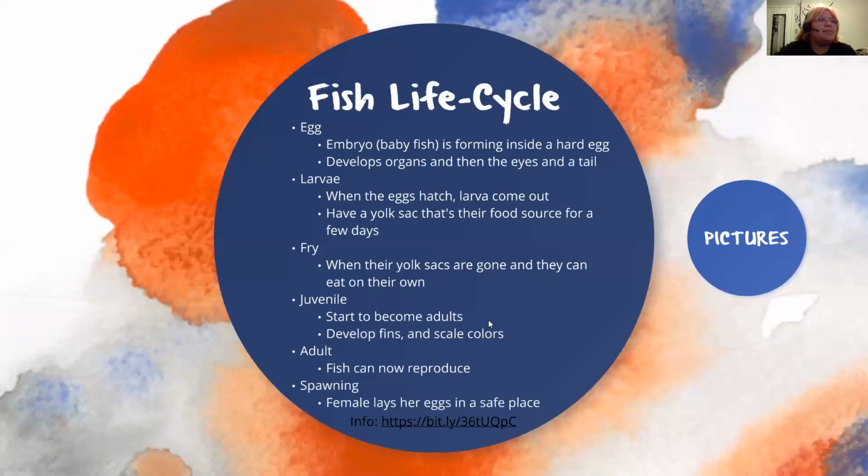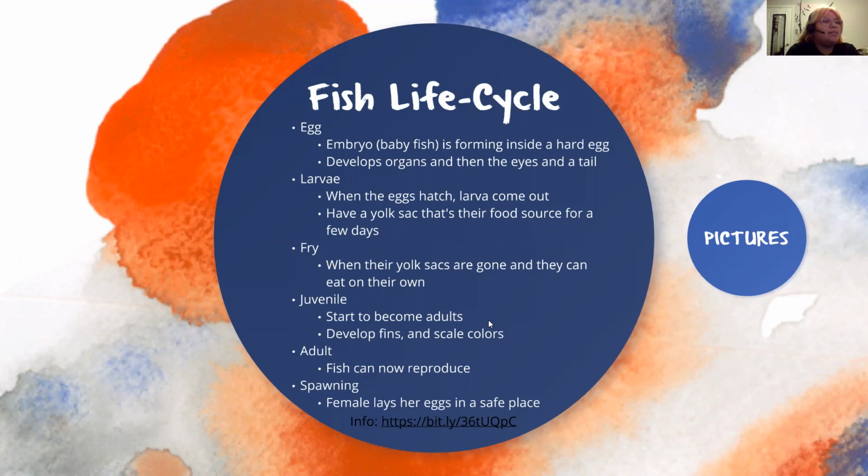So a fish's life cycle, they start off as an egg, which inside the egg is an embryo or a baby fish, and it forms inside a hard egg, and they develop organs and then the eyes and then the tail. And when they hatch, they turn into larvae, and they have a yolk sac that they use as a food source for a few days. Later, they turn into fish fry. That means their yolk sacs are gone and they can eat on their own.